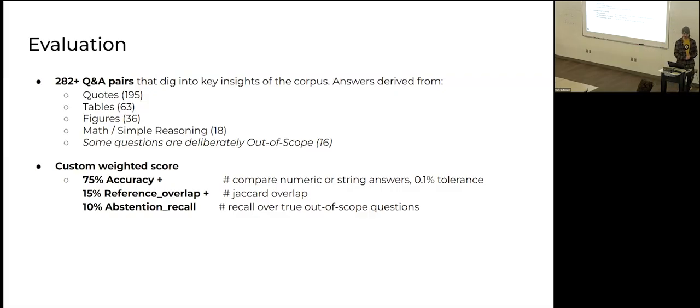How we score across the entire chatbot system is we take a weighted score that looks at the accuracy of the responses. Was the answer correct? The reference overlap, so of the citations you produced, how many of those overlap with the ground truth known citations that are relevant to that answer? And then abstention recall is, out of the number of questions that are truly not answerable, how many of those did you refrain from answering? Because we don't want you to answer questions that you don't have information about. That's the general idea.